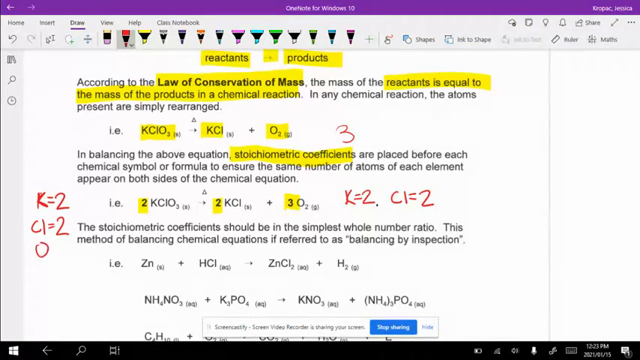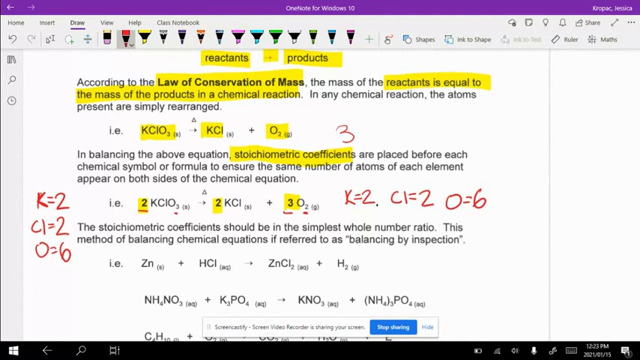For oxygen on the left-hand side, let's take a look at oxygen. We have a 2, but we also have this little 3. That little 3 is going to be multiplied by the 2. So 2 times 3 is going to be 6. Oxygen on this side, we have a 3 in front, but we also have this little 2 here. That 3 and 2 are going to multiply out. So that means I'm going to have 6 oxygens on this side here.